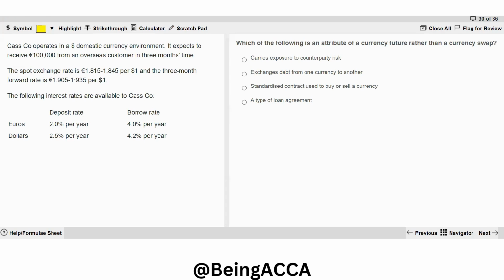Futures are standardized contracts to buy or sell a specific amount of currency, whereas swaps are an agreement to exchange debt from one currency to another. So there is still a counterparty risk in swaps, right? So this is the attribute of currency futures, that they are standardized contracts to buy or sell a currency.